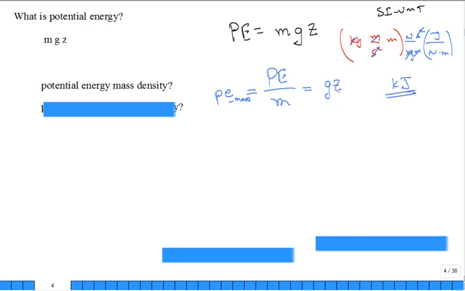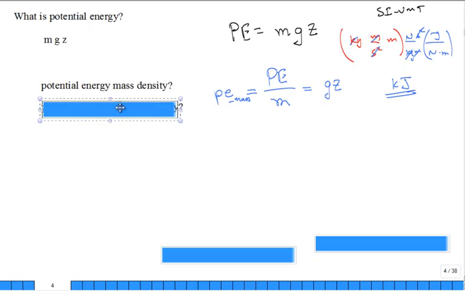Hey, I think I've seen that gz around before. Thermo 1, you wrote it so many times you probably are tired of writing it. But what is gz? Potential energy per unit mass. And then what could we do?